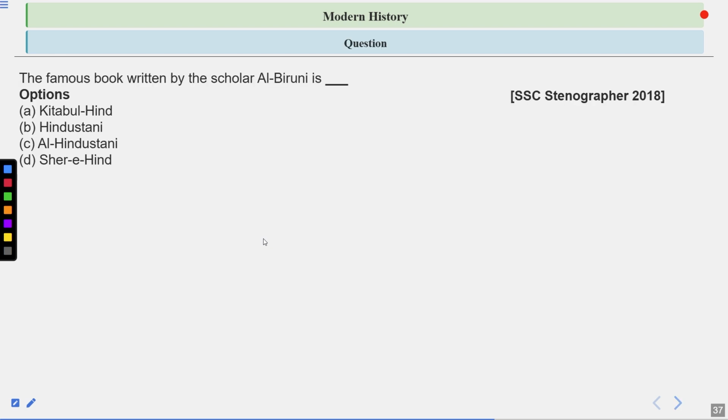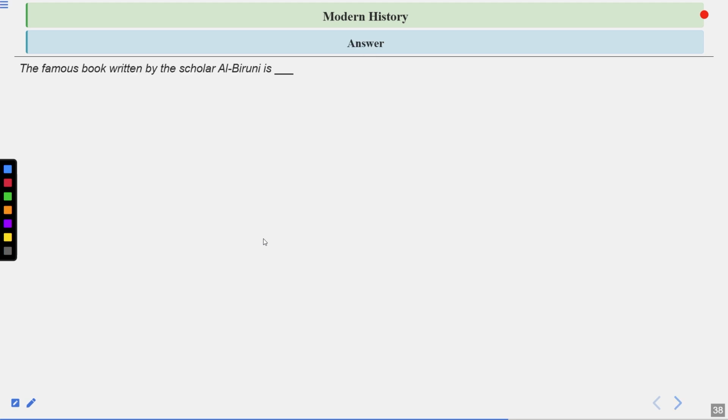Next question is, the famous book written by the scholar Al-Biruni is, options are Kitabul Hind, Hindustani, Al-Hindustani, Sher-e-Hind. To answer, 10 seconds are there. Time starts now. Time's up. The correct answer is A. Kitab ul Hind.